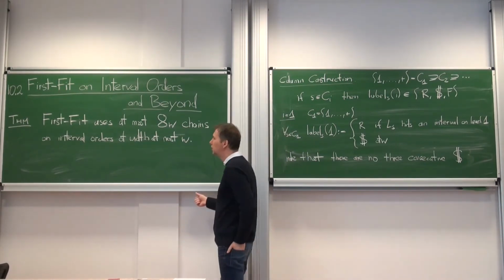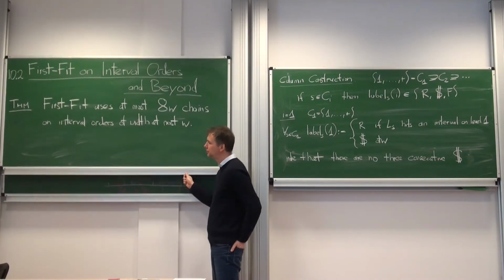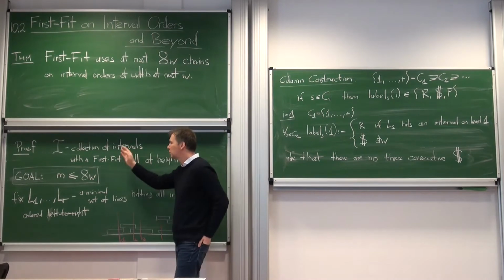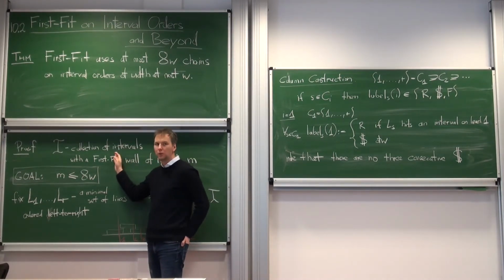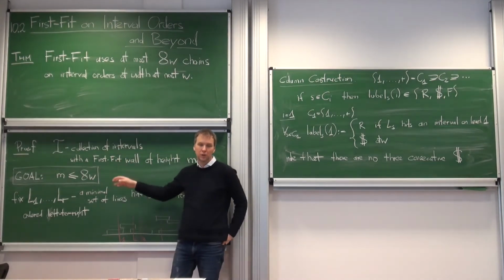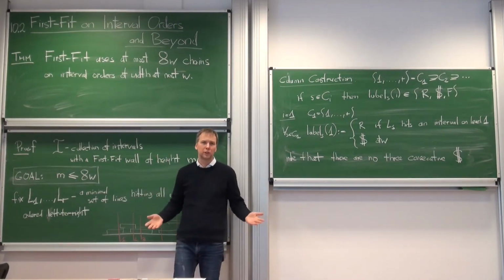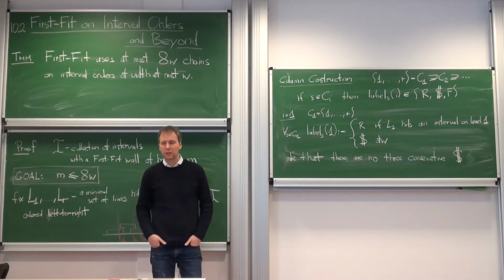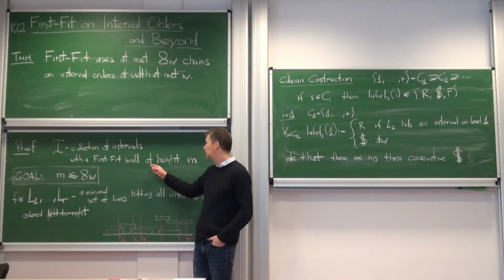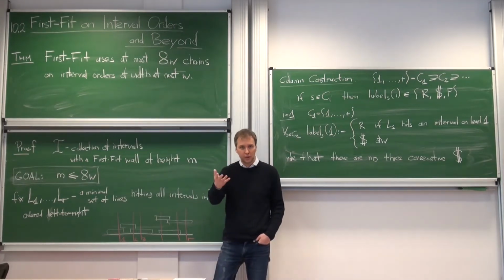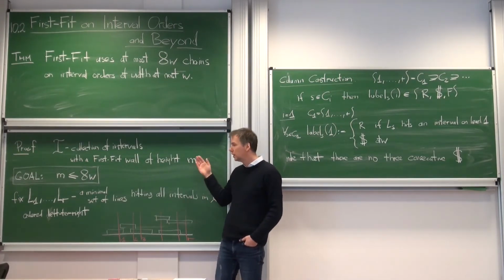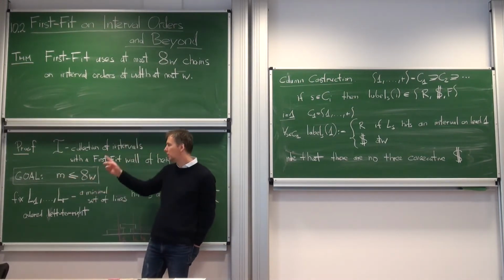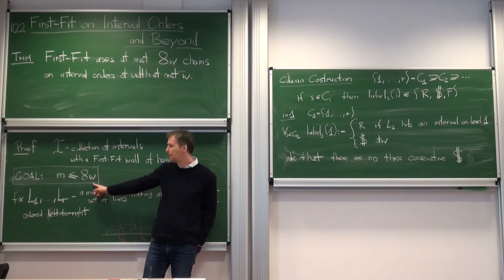We're going to study a collection of intervals which forms a first fit wall. We're going to consider any first fit wall, and we're going to show that its height is bounded. So we take a first fit wall, its height, so the number of levels or the number of colors is m, and our goal is to show that m is bounded by a function of w.